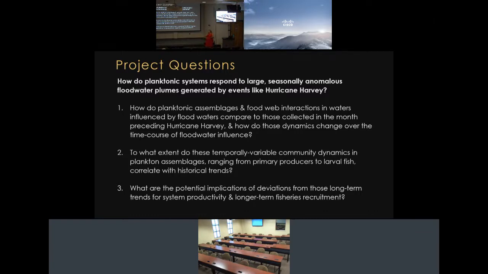And then what are the implications of this event for long-term ecosystem productivity, in terms of fisheries and things like that, as well as energy in the system?